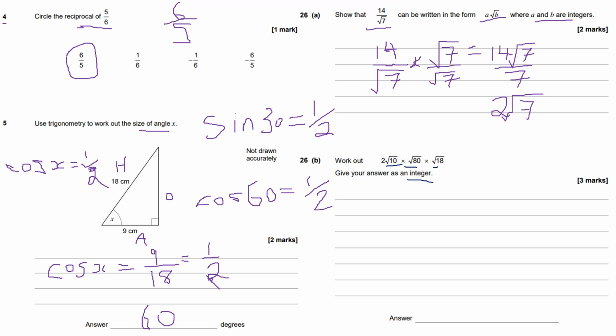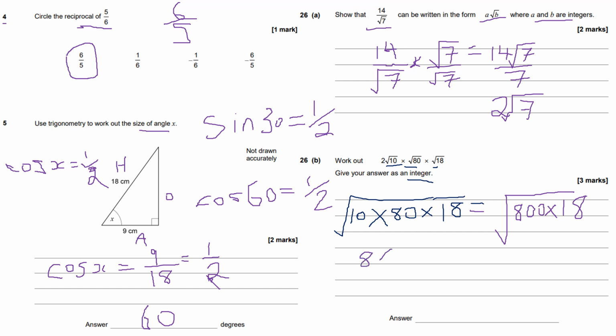So inside the big root, I'm going to have 10 times 80 times 18. And bear in mind, this is also a non-calculator question, so no calculators for these questions. So 10 times 80 is going to be 800, times 18. So 8 times 18, and then I'm going to add the 2 zeros at the end.